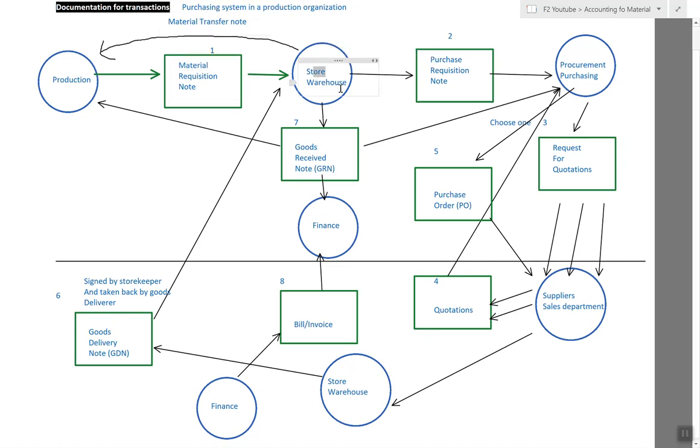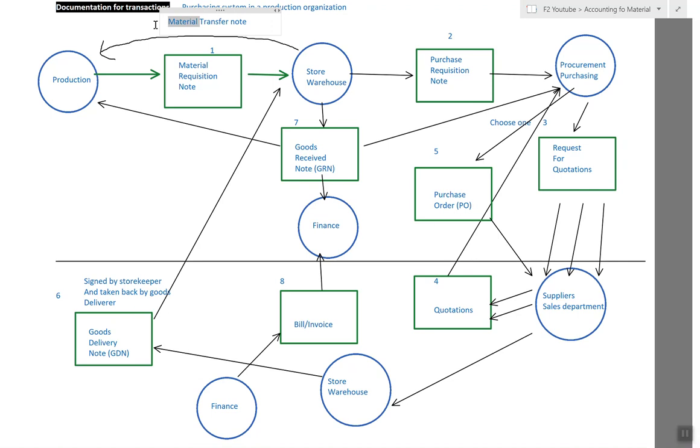If the store has material, then they will transfer it using a transfer note. So material transfer note is a document used to evidence transfer of material. You don't have to remember definitions, just understand the concept of these documents. So just like material requisition note, material transfer note is also specific. If you remove the word material, then transfer note would be a document used to evidence transfer of something from one department to another department. Now if the store has the material and they transfer it, then it finishes.